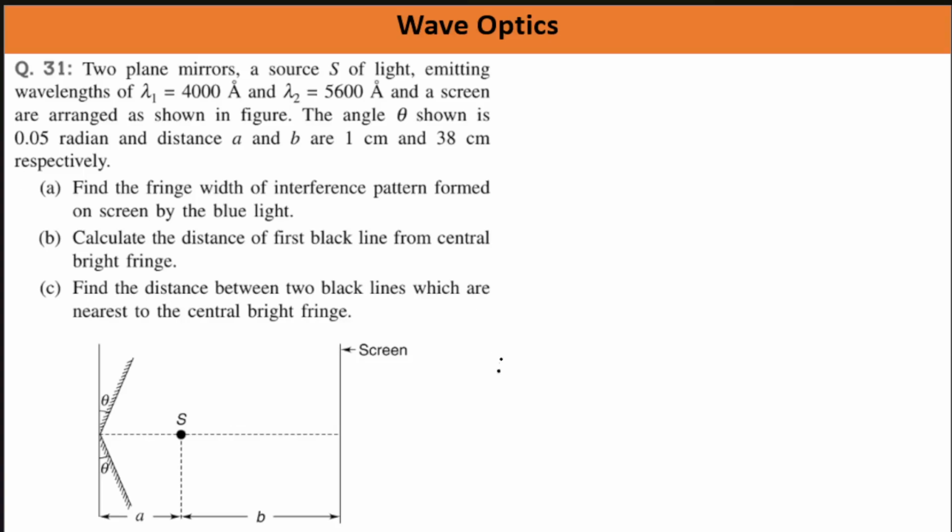Let us for now get at this question. What is said in here? Two plane mirrors you can spot. One is this one, another is this one, okay? And then there is a source of light, and this light is emitting two wavelengths basically. One is 4000 angstrom, another is 5600 angstrom, okay? And a screen are arranged as shown in the figure. And a screen you can spot over here.